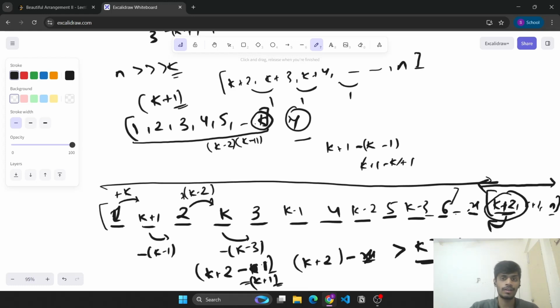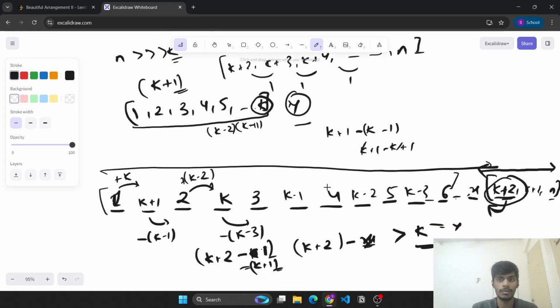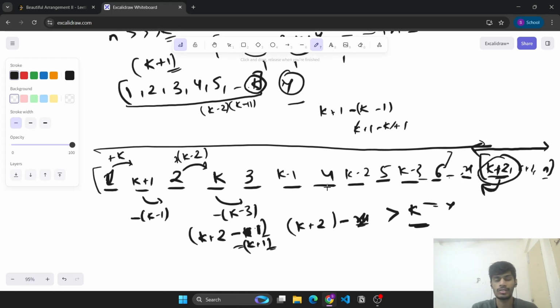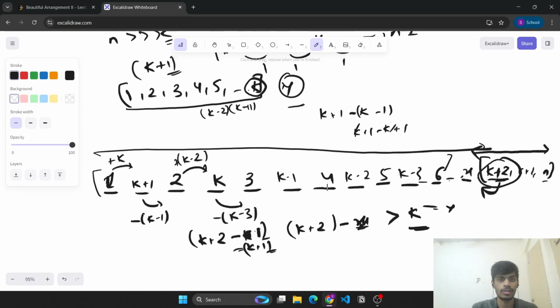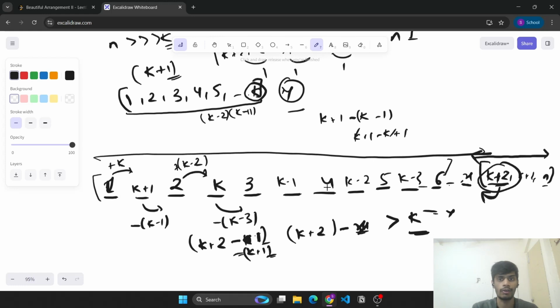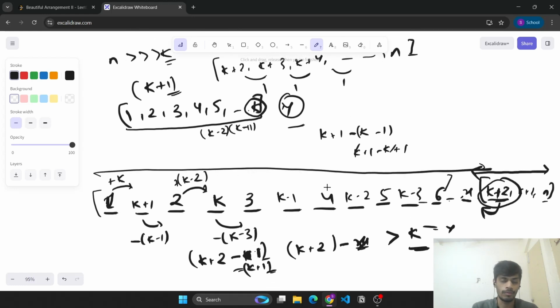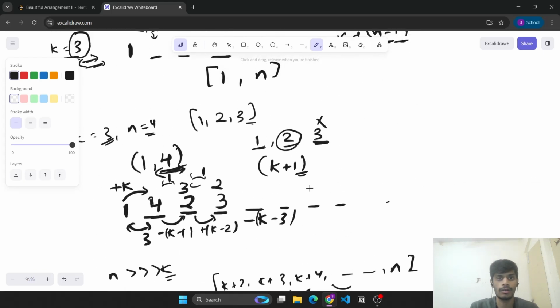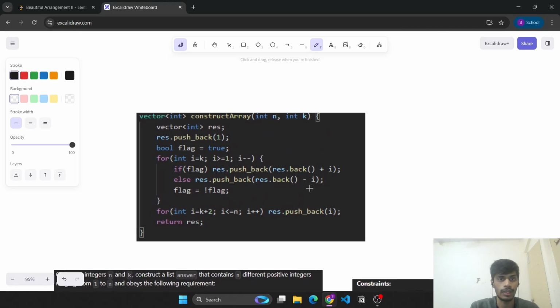Since it is a constructive problem, there are obviously multiple solutions. This was the approach which came into my mind as I observed the question. There may be multiple ways to solve this, but this is also fine. So we can move to the implementation part of this as well.